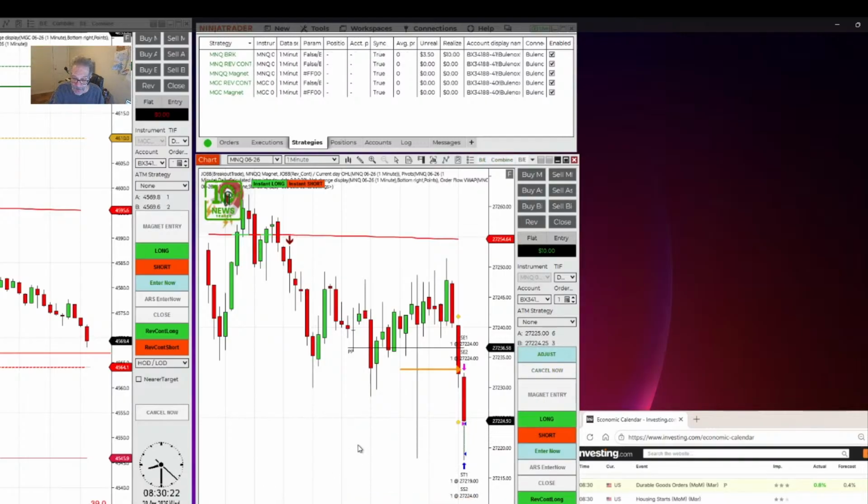So see how it hit the first target and immediately moved the stop to break even? Then when it reversed, it protected my profit. Then we also had on the left chart the gold magnet.